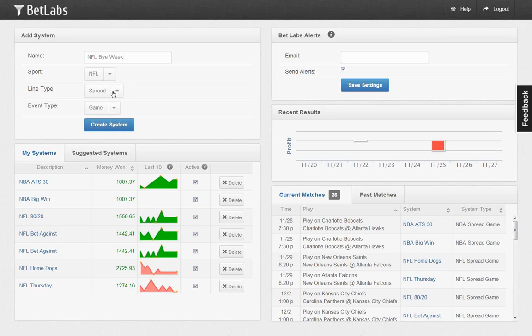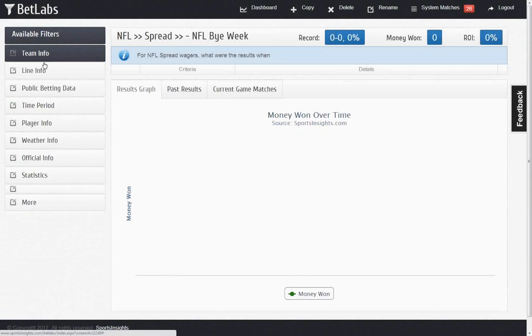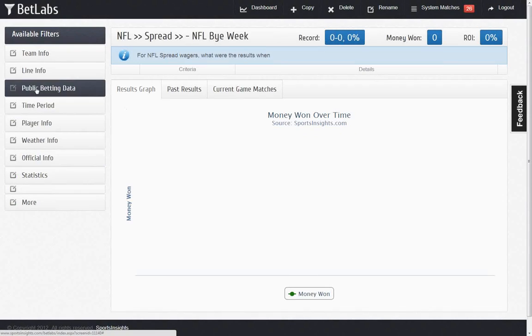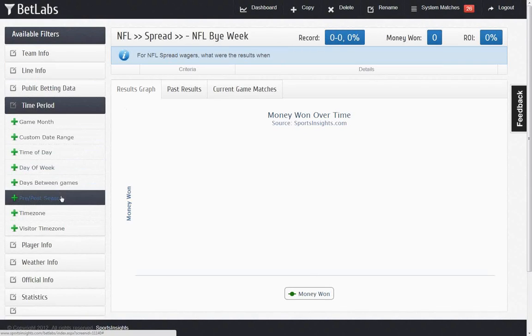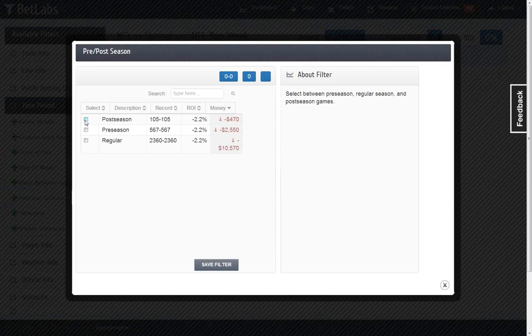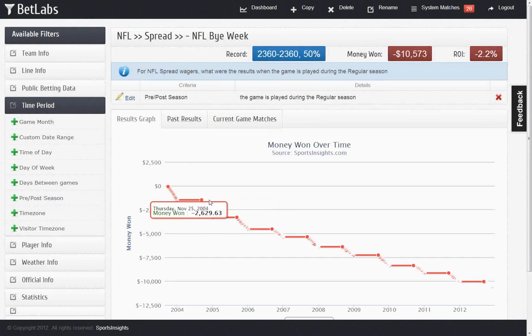Same thing, NFL spread. I'm looking at the game. Not worried about first halves. So I'll save that, and we'll quickly go through this. I want to do that one filter just to get the information that I want, time period. I want to keep that on regular season. Make sure we don't get anything confused with preseason stuff because that preseason stuff is ugly.